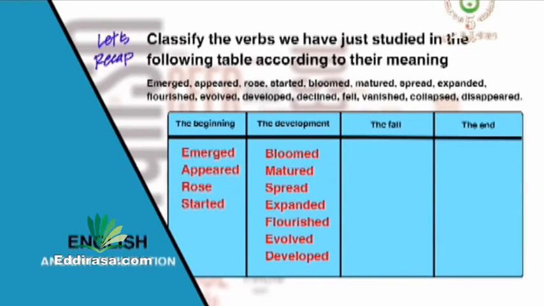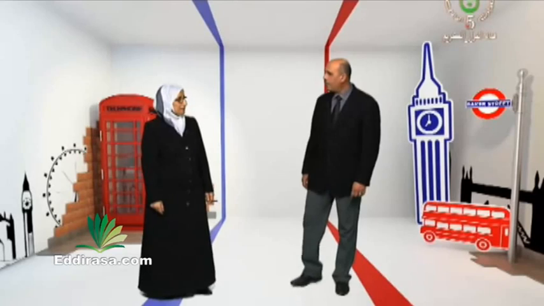Only two verbs express the decline of a civilization. They are declined and fell. And the verbs that correspond to the end are vanished, collapsed, and disappeared. That's all for our vocabulary exercise today, Mr. Dahmas. Thank you very much, Mrs. Ben Khalil.